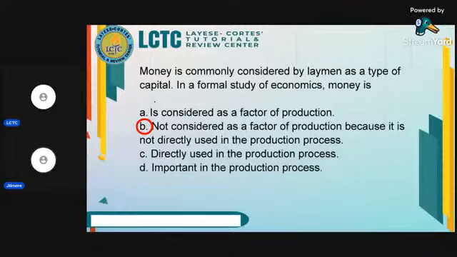Those four factors of production have a direct use in the production process. Money is not capital. Money is not a factor of production because it is not directly used in the production process.